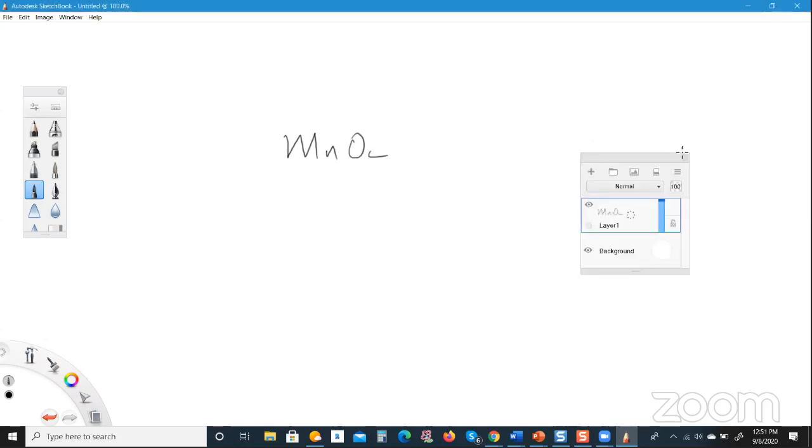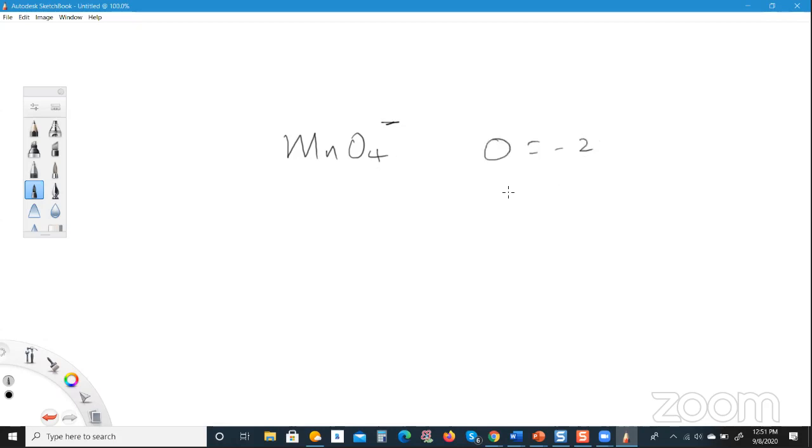Here's another example. Suppose you're given MnO4 minus, all right? So we know the oxidation number of oxygen is -2, but for manganese, we don't know what that is, right? So we're going to call that X again, all right? So this is X.